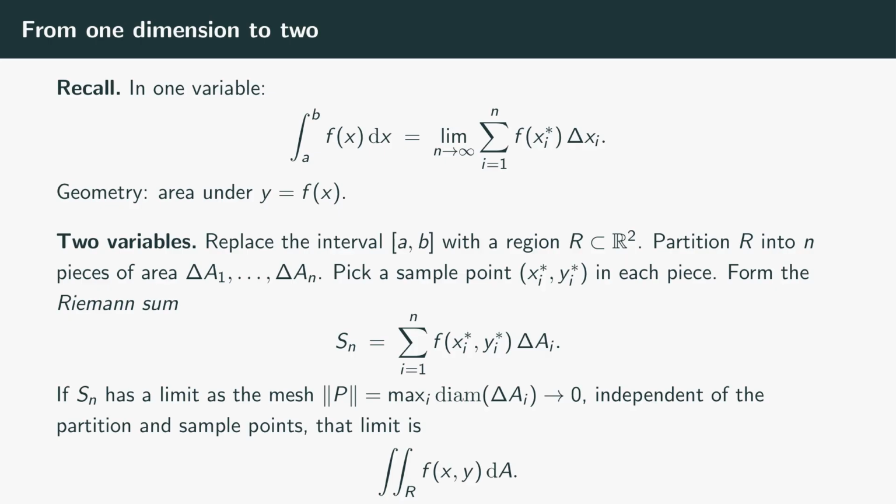In two variables, the recipe is identical, but the ingredients live one dimension up. Replace the interval with the region capital R in the plane. Partition capital R into n small pieces, each with area delta capital A sub i. Think of them as little rectangles, although in general they can be irregular shapes. Pick a sample point x sub i star, y sub i star inside each piece. Form the Riemann sum, the sum of f times delta capital A, and let the mesh size, the diameter of the largest piece, tend to 0.